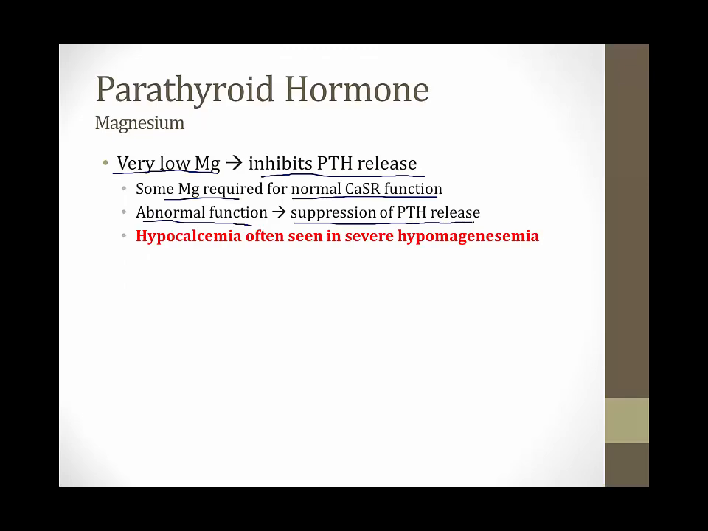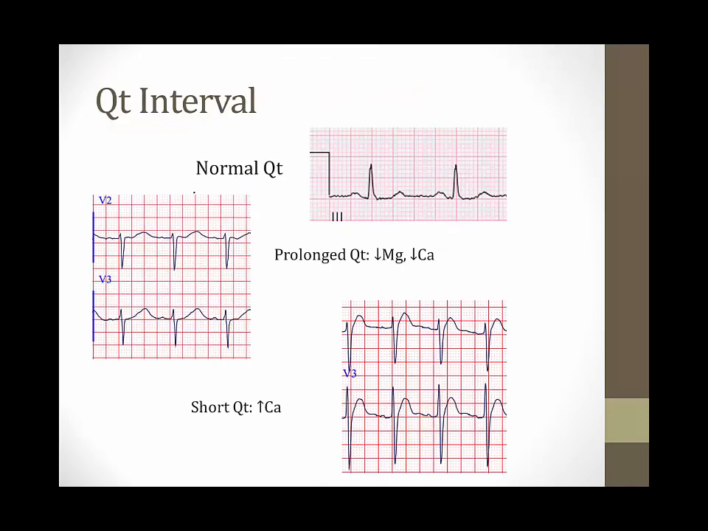And the reason this is important clinically is that you can see hypocalcemia in the setting of severe hypomagnesemia, and that is from inhibition of parathyroid hormone release in the setting of very low magnesium. Another way to remember that calcium and magnesium can have similar effects on the parathyroid gland is to remember that they can both affect the QT interval on the surface EKG.